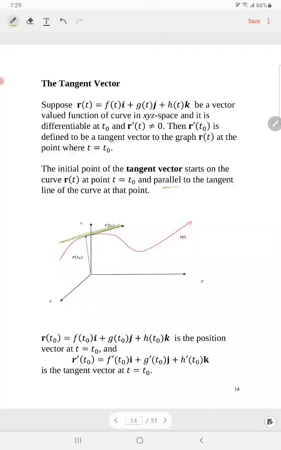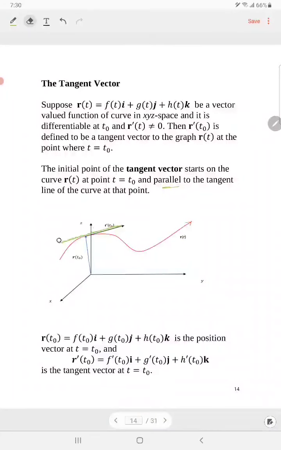And the tangent vector is represented by r prime. So tangent vector is equal to r prime, where we differentiate r. So if you want to know the tangent vector at point t equals t naught, you just replace t with t naught. So r prime at t naught will give you the tangent vector of the curve at point t equals t naught.